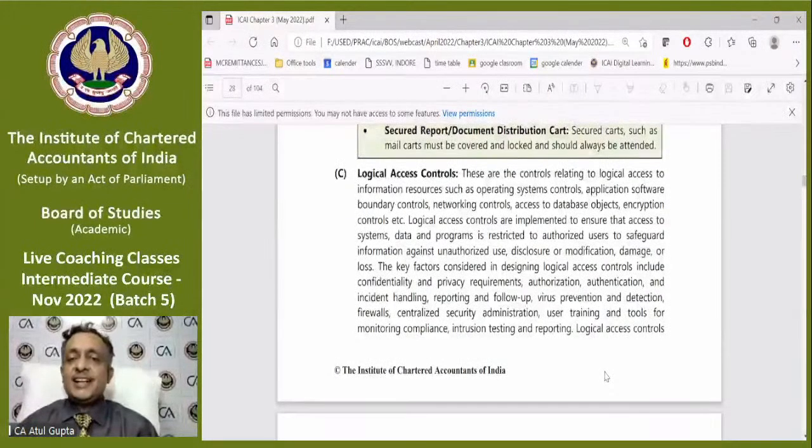These are controls relating to logical access, boundary controls, networking controls, access to database objects, and encryption controls. Logical access controls are implemented to ensure that access to system data and programs is restricted to only authorized users, to safeguard information against unauthorized use, disclosure or modification, damage or loss. So basically, controls are placed on logical components like the operating system, application programs and networks so that no one can misuse or access these. So these controls are called logical access controls.